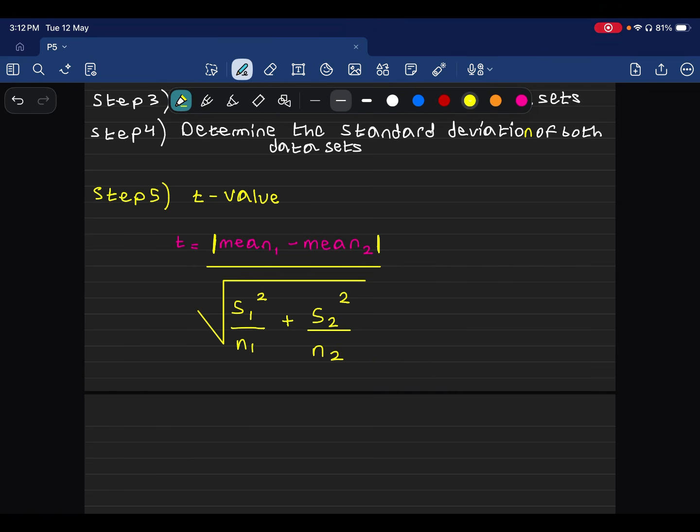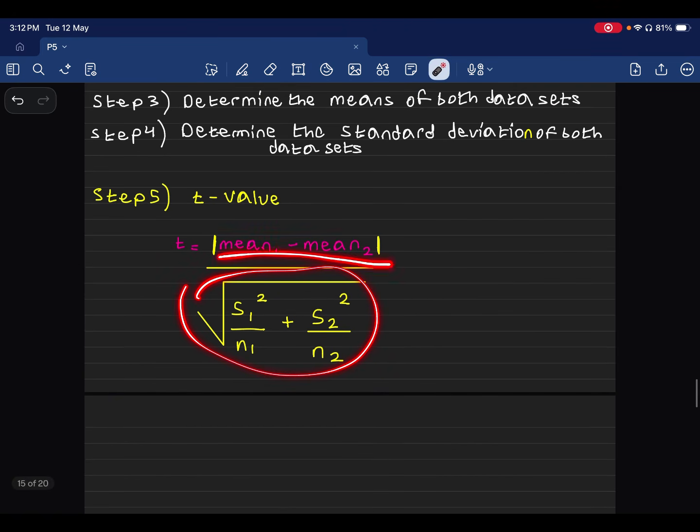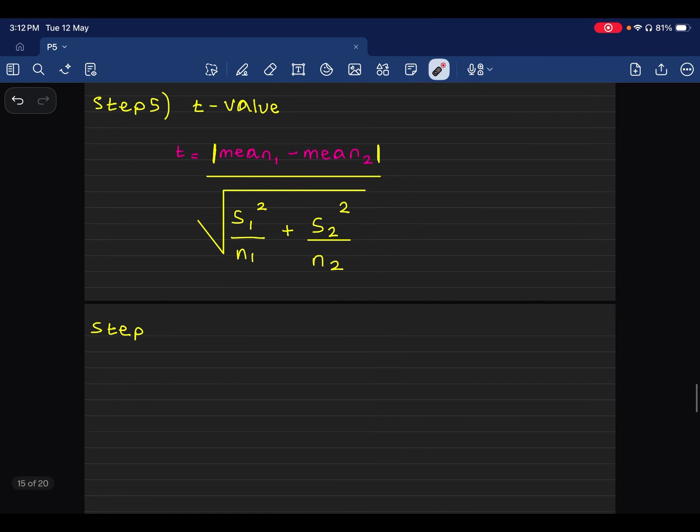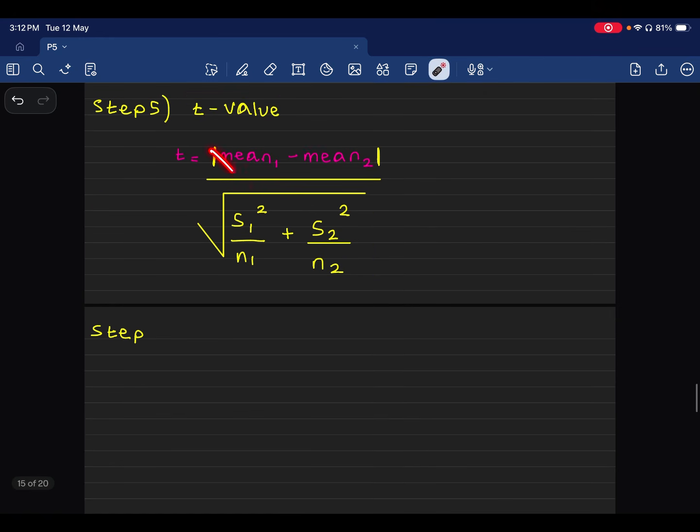Take the square root of all of it and divide it by the difference of the mean values. This right here is the t value. Okay. So again, you don't have to remember the formula. It's just plugging in. They'll give you the standard deviation of the first data set, plug this here. Second data set, plug this here.